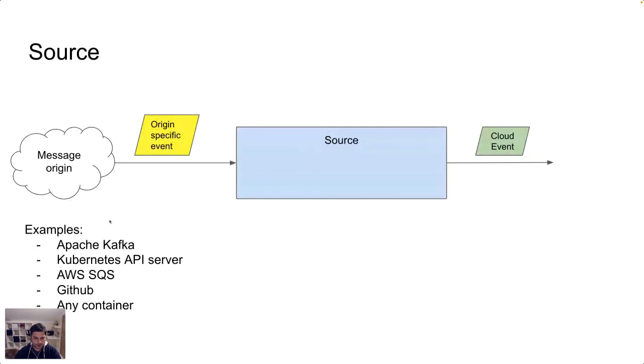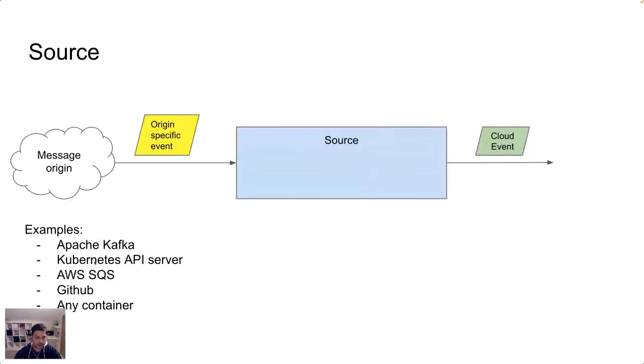And we actually have all these sources in the Knative community. We have an Apache Kafka source, we have a Kubernetes API server source, an AWS SQS source, a GitHub source, and a bunch of other sources. For example, the Apache Kafka source is useful if you want to read messages from the Kafka topic. And if there are too many messages, then you can scale up your application that is processing the messages from your Apache Kafka topic.